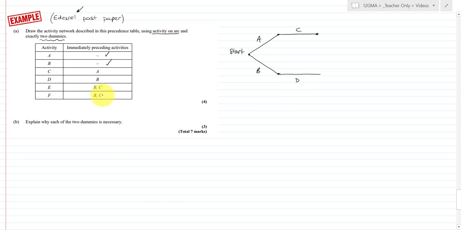Now E and F are the last 2, but they both require C and B. So here's our first dummy task. It goes across to C here, and we get E and F there that require both C and B, and we've used our first dummy activity. And that's the finish. So I'm going to pop the finish here at the end of F. And because the finish is there, I'm going to bring D up to the finish. And of course, I now bring E to the finish.